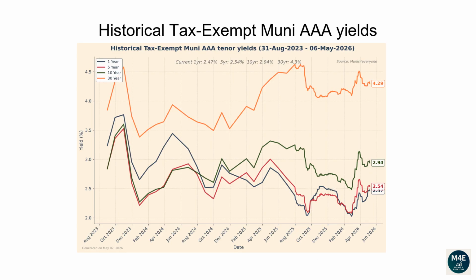This line plot and the next plot show how each tenor of the Muni yield curve has changed over time. From the 31st of August 2023 to the 6th of May 2026, the 1-year yield has dropped from 3.24 to 2.47. The 5-year yield has dropped from 2.85 to 2.54. The 10-year yield has increased from 2.84 to 2.94. The 30-year yield has increased from 3.85 to 4.3.